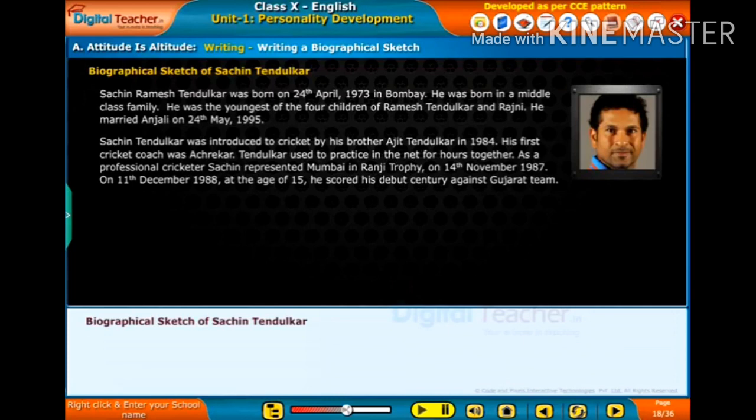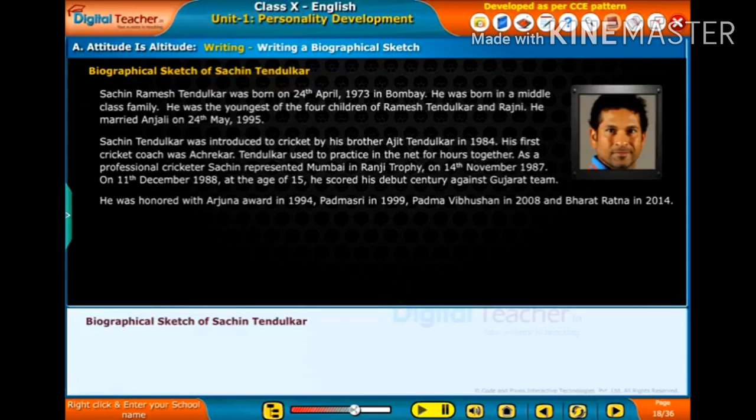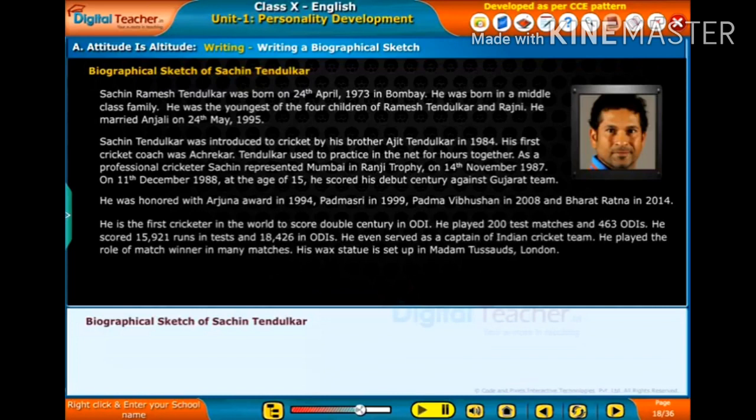As a professional cricketer, Sachin represented Mumbai in Ranji Trophy on 14 November 1987. On 11 December 1988, at the age of 15, he scored his debut century against Gujarat team. He was honored with Arjuna Award in 1994, Padma Shri in 1999, Padma Vibhushan in 2008 and Bharat Ratna in 2014. He is the first cricketer in the world to score a double century in ODI. He played 200 test matches and 463 ODIs.